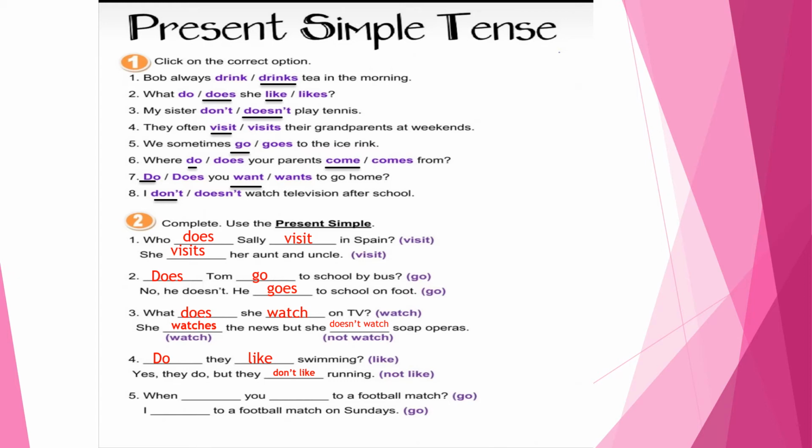Number 5, when do you go to a football match? And here you have you, so you will use do as an auxiliary verb. When do you go to a football match? We add nothing to our verb because it comes after do or does. Okay, the answer is I go to a football match on Sundays. Okay, the subject here is I, so you have to add nothing to your verb, you have to keep it in infinitive, so it will be I go to a football match on Sundays.